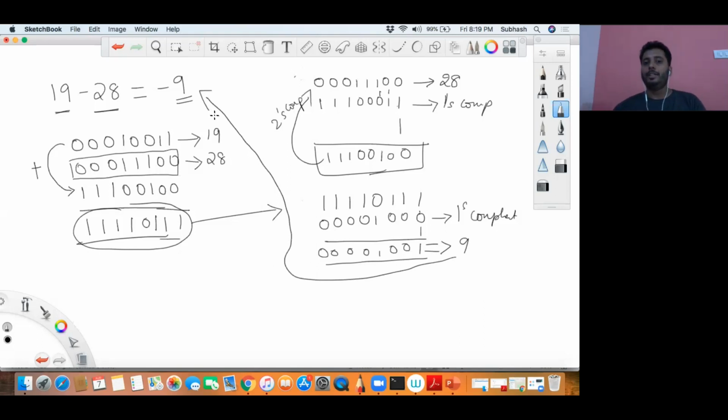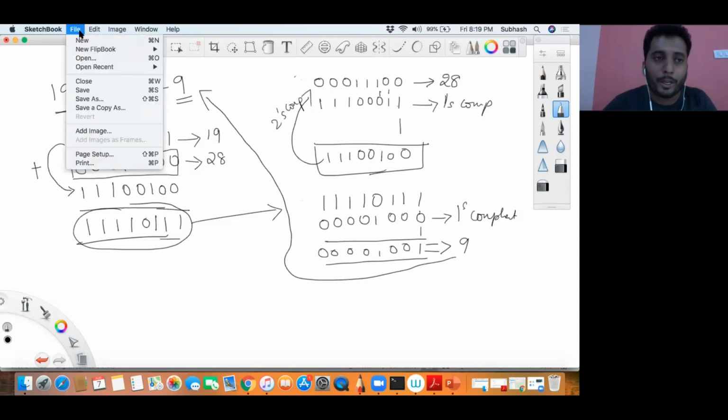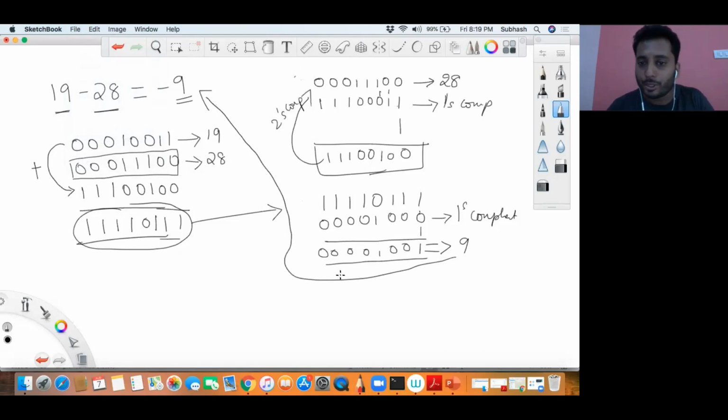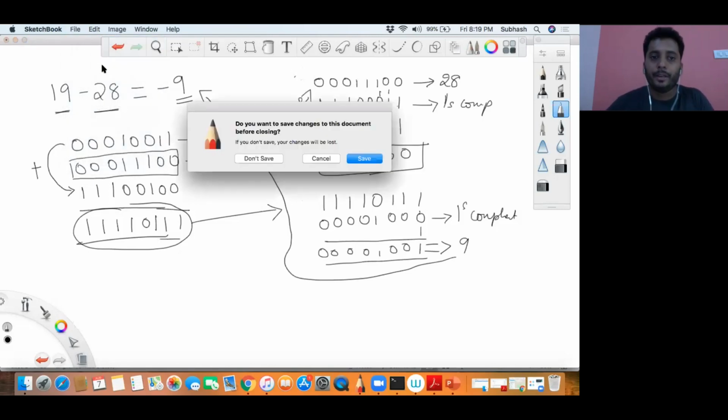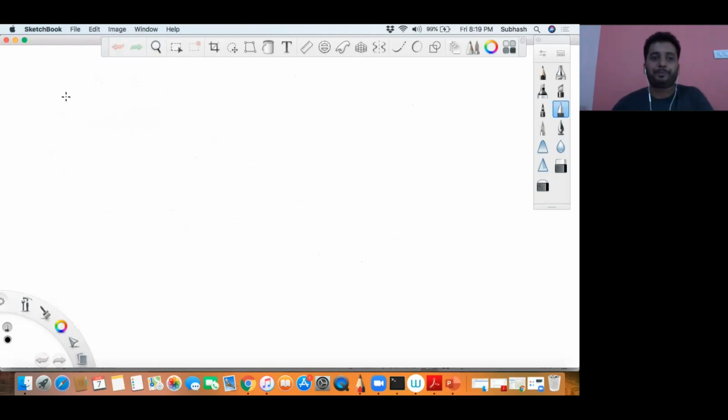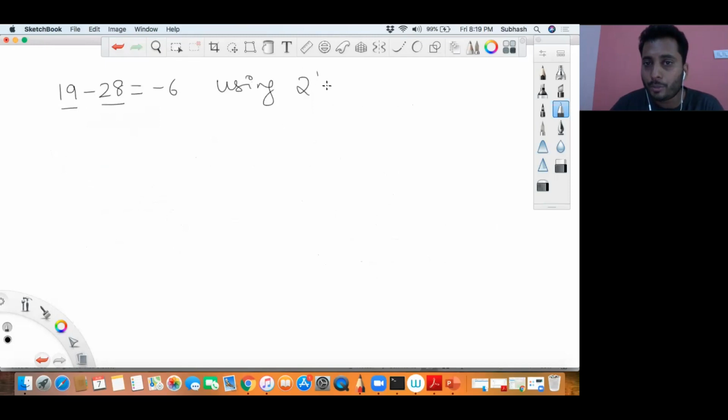So it's a big calculation. Now let me put that into wordings. Hope you guys understood this. If not, I'll put that into a wording format so that you understand. Listen carefully. If I want to subtract a bigger number from a smaller number using the 2's complement method, then what do you have to do?